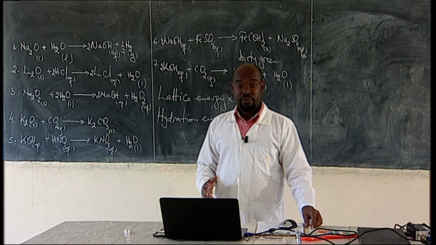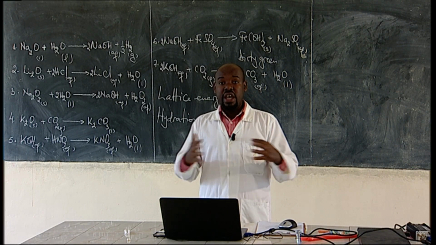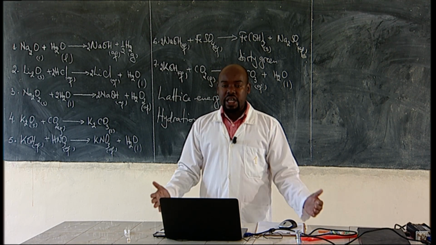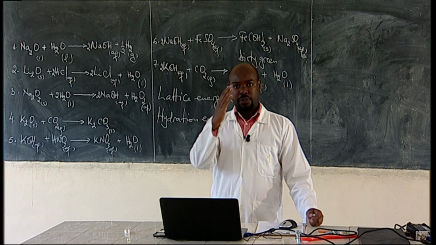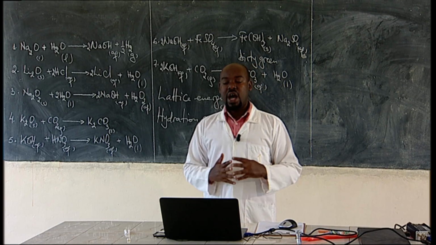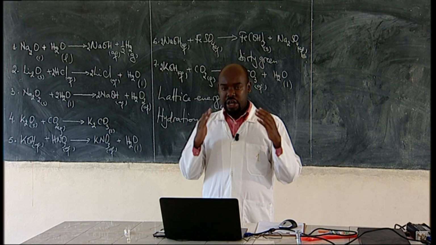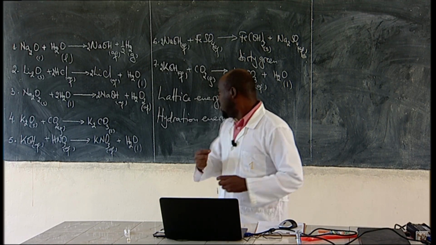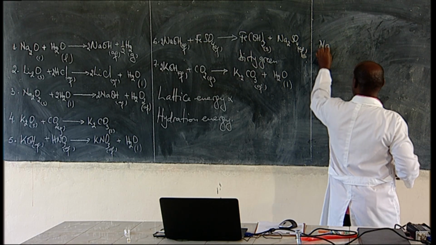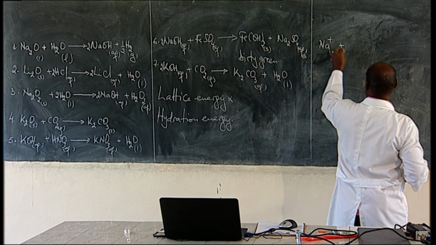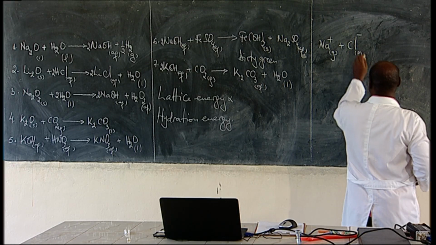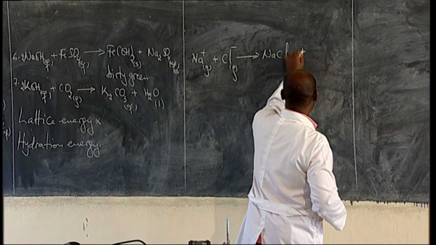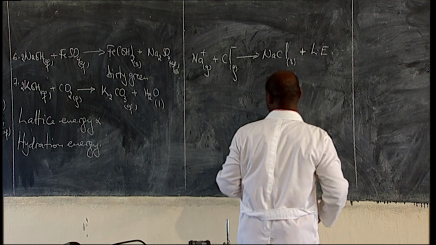What is lattice energy? Lattice energy is the energy released when 1 mole of an ionic crystal is formed from its constituent gaseous ions. I repeat, the energy released when 1 mole of an ionic crystal, let us say we have sodium positive in gaseous state, combining with chlorine negative, to produce sodium chloride, which is solid. The energy which will be produced is called lattice energy.